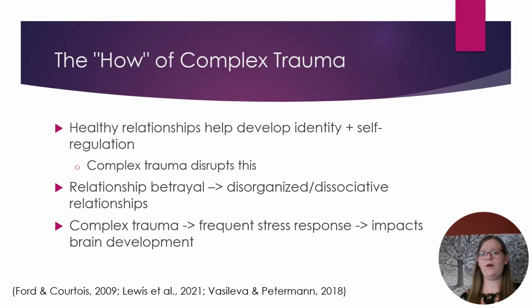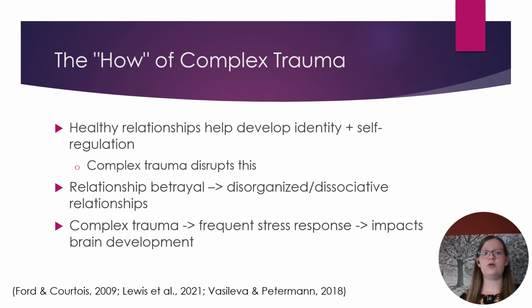So now that we know what complex trauma does, it can be helpful to know how it works. Now, again, there isn't complete agreement on how it works, but there are a couple of different ideas on ways that complex trauma may contribute to the impacts that we see. One of the theories has to do with the fact that healthy relationships help individuals develop their sense of identity and their self-regulation. And so the theory goes that since complex trauma disrupts healthy relationships, then this in turn disrupts one's ability to develop a sense of identity and self-regulation, hence resulting in impairments in self-regulation.